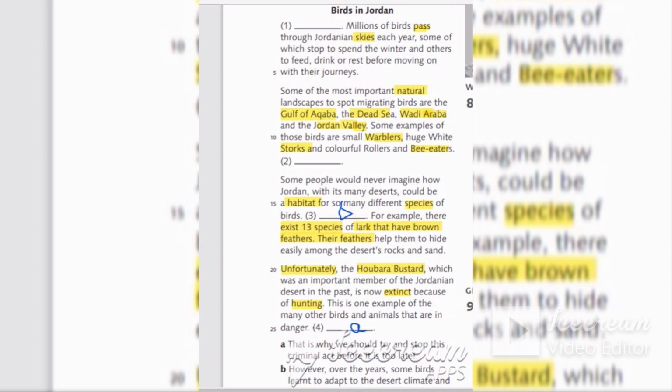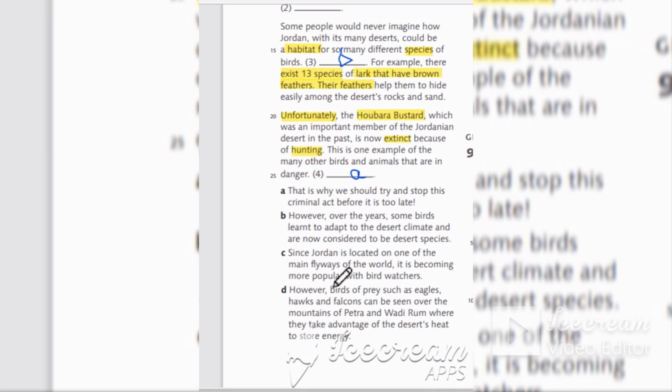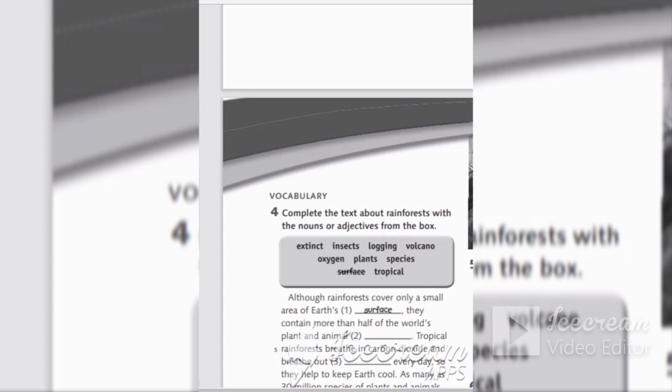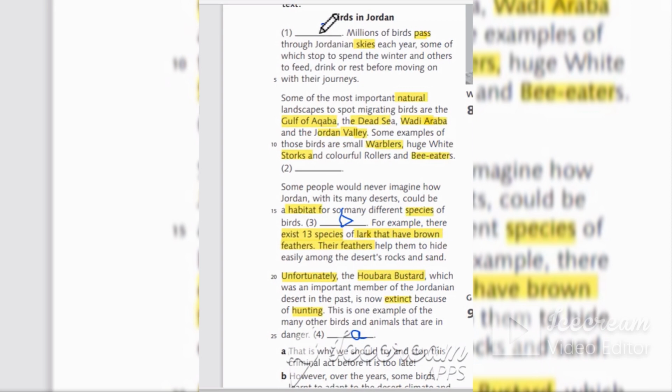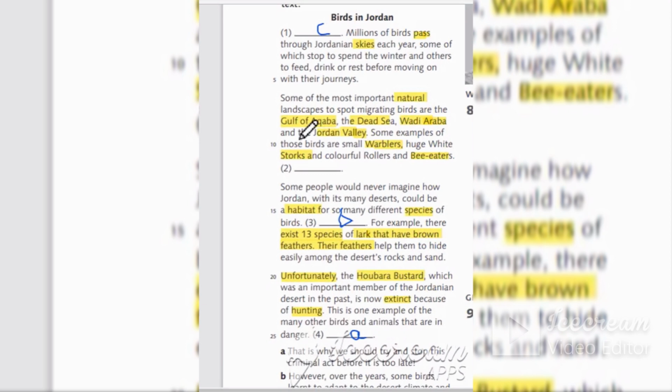C. Since Jordan is located on one of the main flyways of the world, it's becoming most popular with bird watchers. Here, one. C. I will write C in the first blank. Also, we have D in 2. Okay? So, these are the answers of exercise number 7.